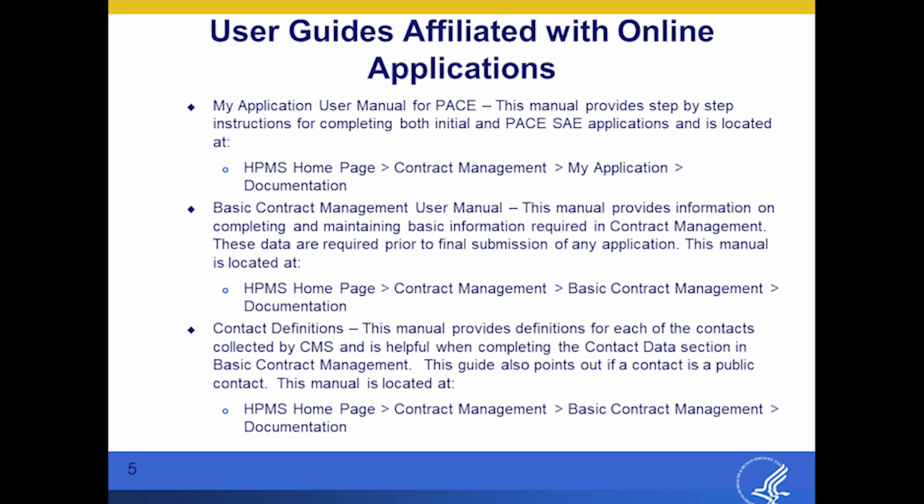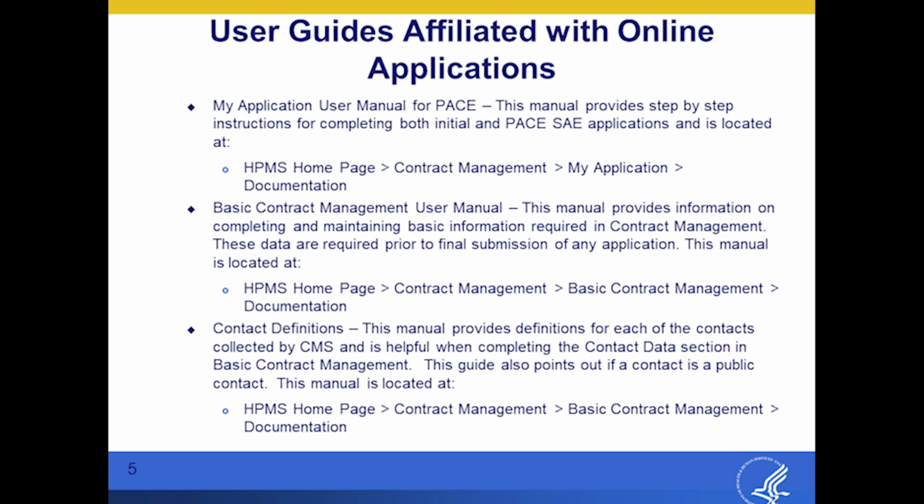Basic Contract Management User Manual. This manual provides information on completing and maintaining basic information required in contract management. These data are required prior to the final submission of any application. This manual is located at the following path: HPMS homepage, Contract Management, Basic Contract Management, Documentation.